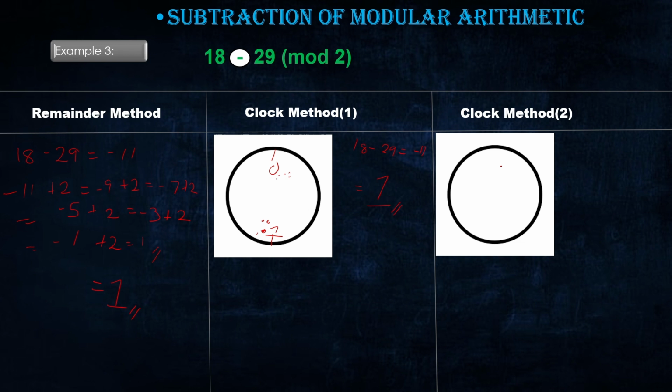Clock method 2, 0, 1, because it's mode 2. So the value of 18 and the value of 29. The value of 18 is 0 if you take 1 as 1 and you start counting. And then the value of 29 is 1. So 0 minus 1 equals minus 1. You add your mode, minus 1 plus 2 equals 1. So our answer is 1. Or you can say you divide 1 by 2, which is our mode, which will give us 0 remainder 1. And our answer is 1.